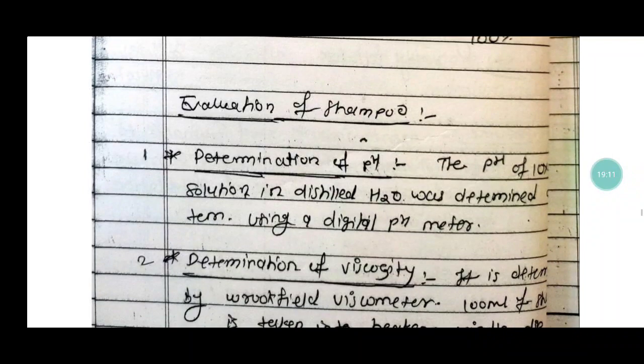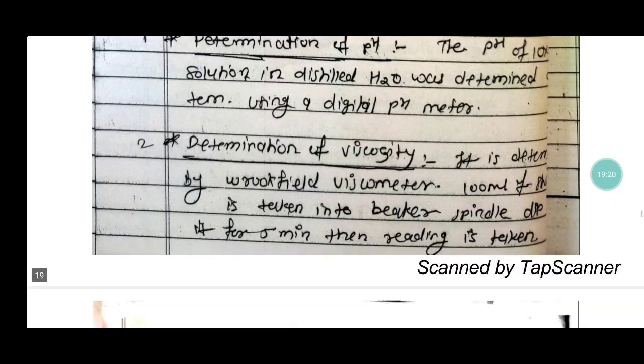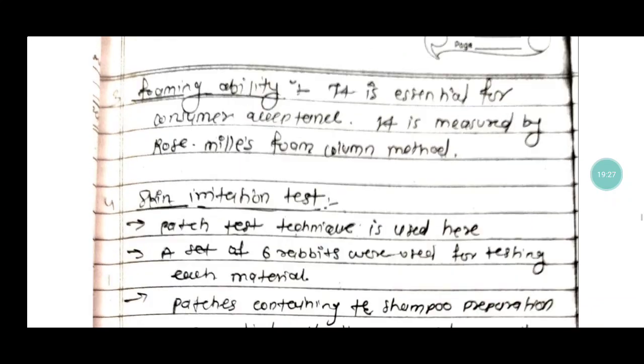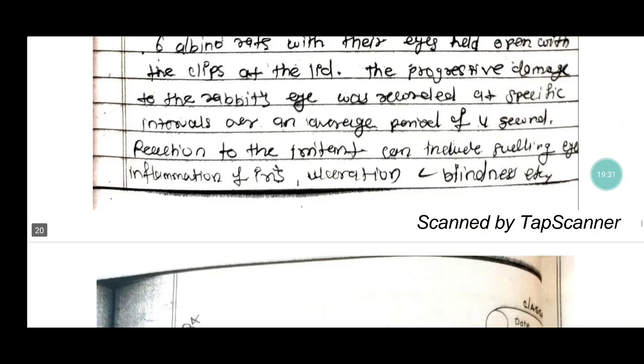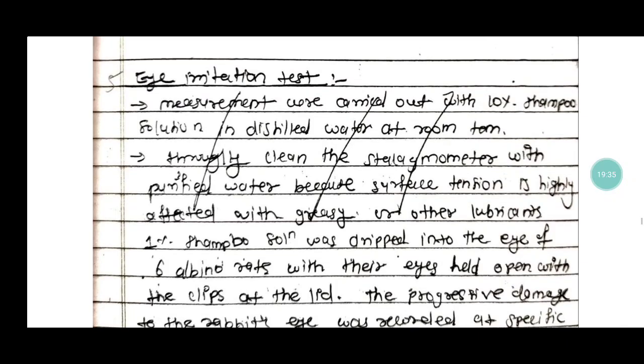For the evaluation of the shampoo, first we have to determine the pH, then determine the viscosity of the shampoo, and then test the foaming ability, skin irritation, eye irritation, etc. So these are the tests we have to do before we formulate a shampoo.